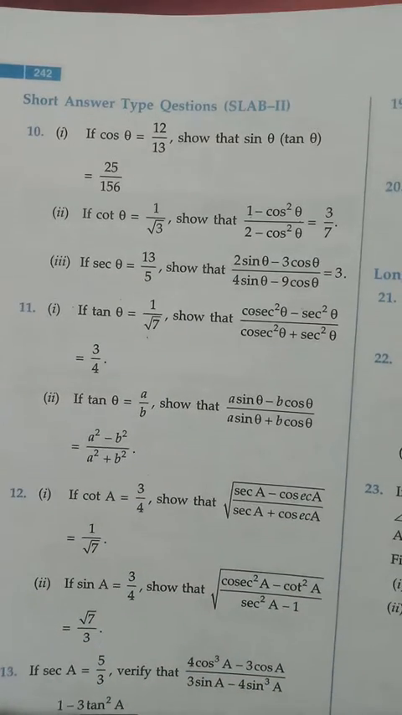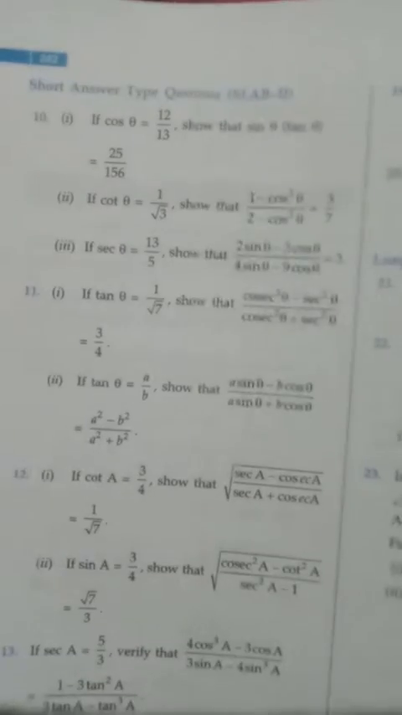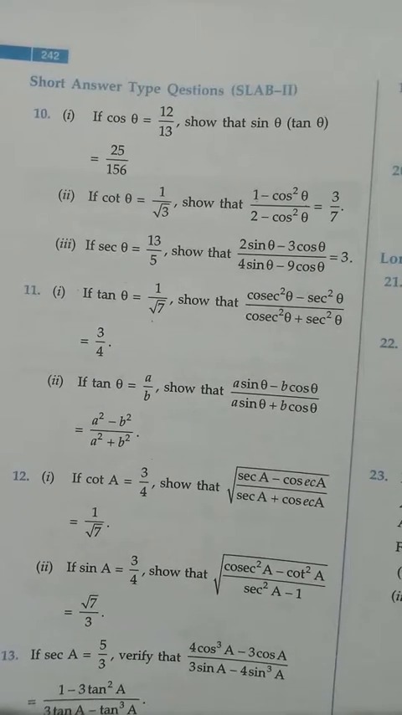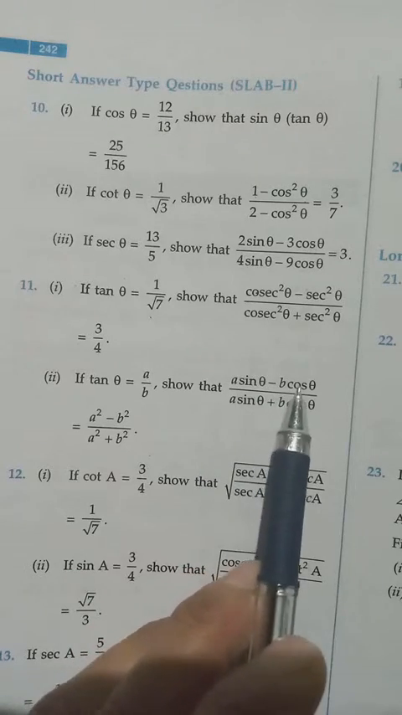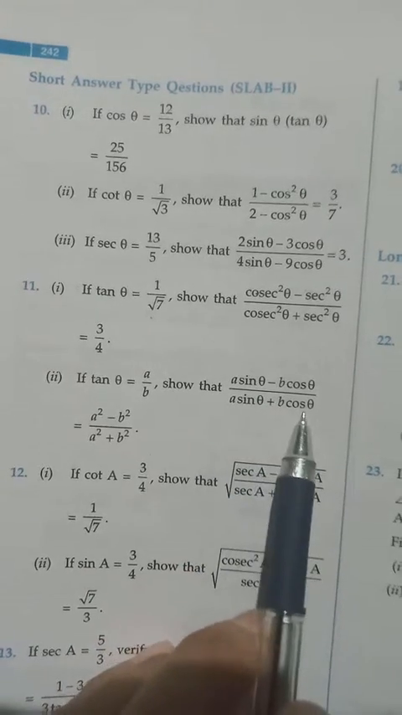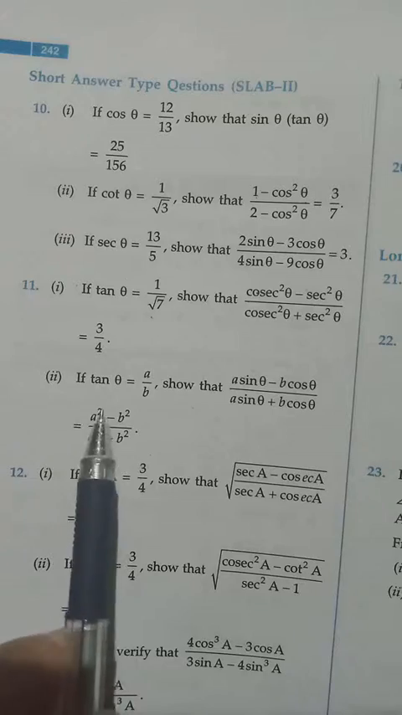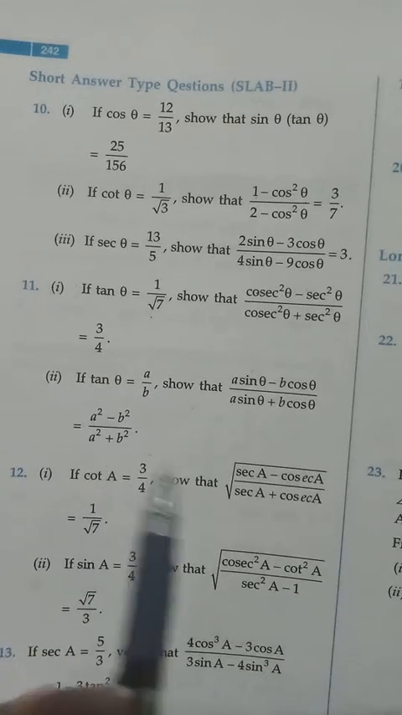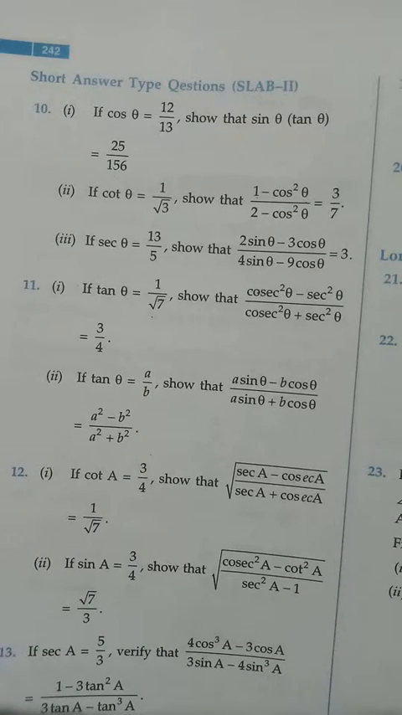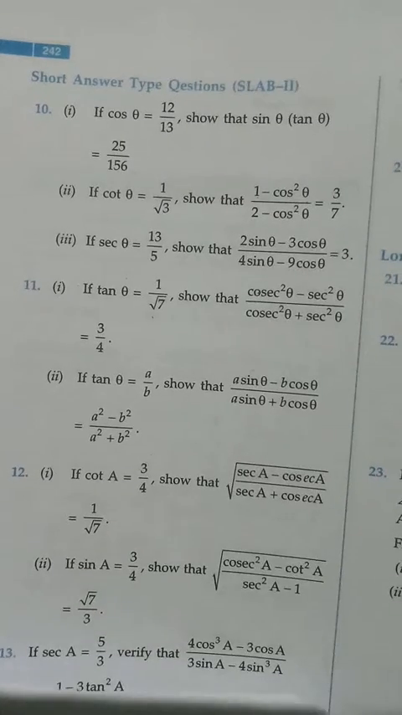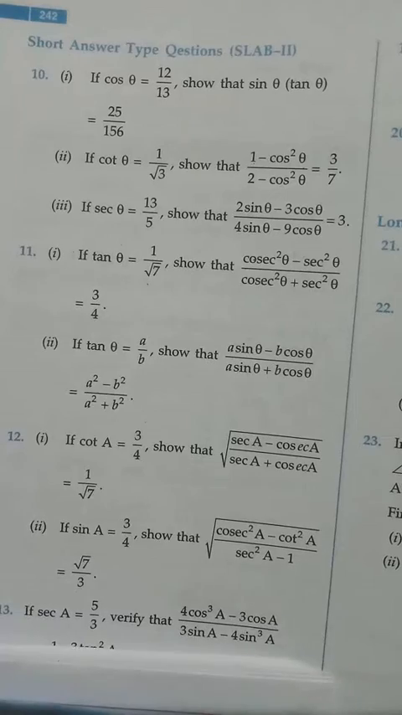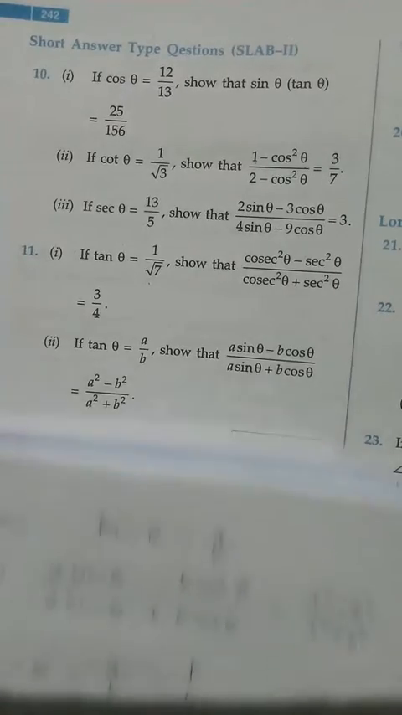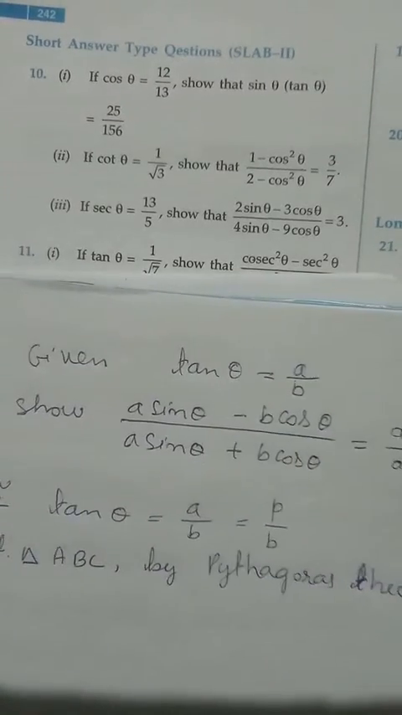So we will have to show that (a sin θ − b cos θ)/(a sin θ + b cos θ) is equal to (a² − b²)/(a² + b²). Here we have two techniques of doing this, one by adjustment, another by applying Pythagoras. So let us do it first with the first method, okay?